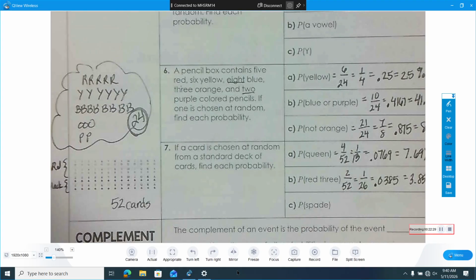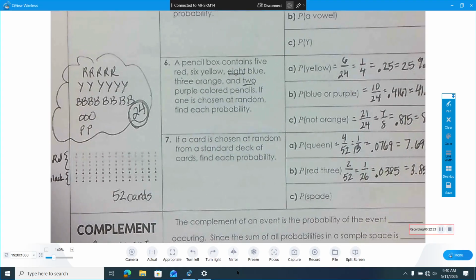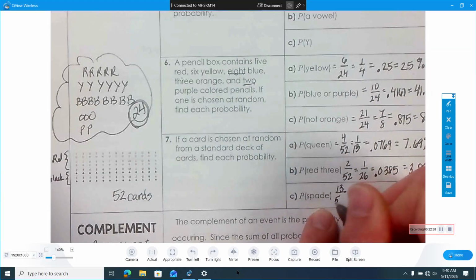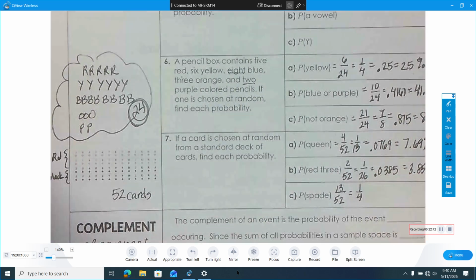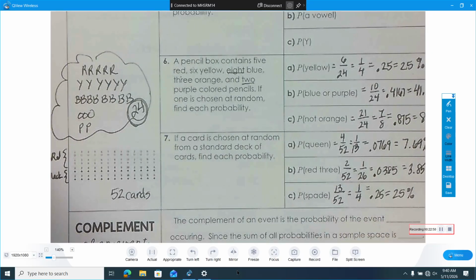What's the probability of drawing a spade? There are 13 spades out of 52 total cards. 13 out of 52 reduces to 1/4. So 0.25 or 25%. Okay, fantastic.